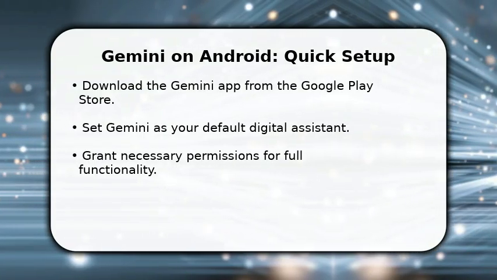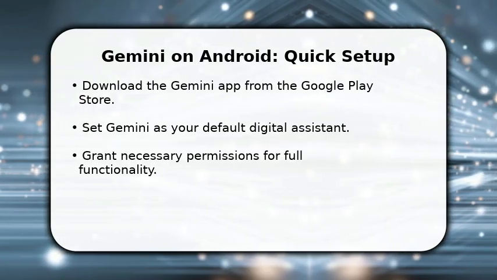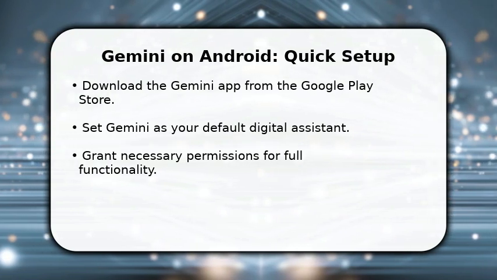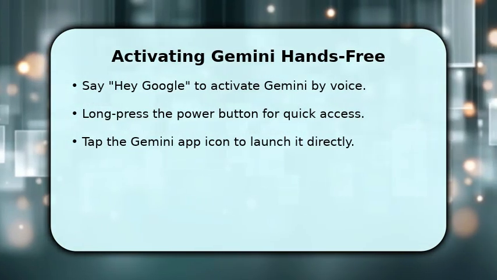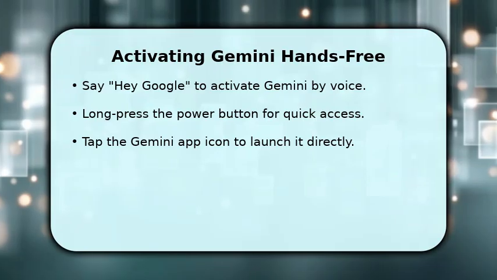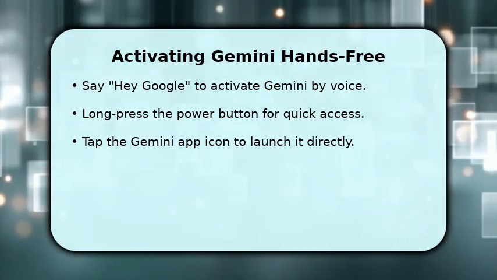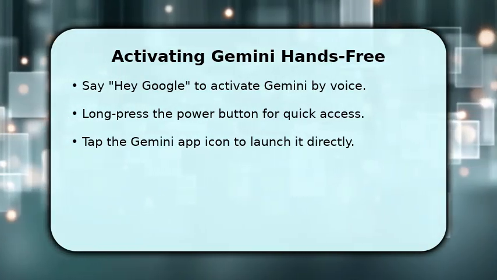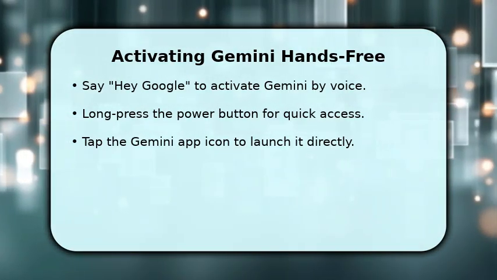Make sure to grant all necessary permissions, like microphone access, for Gemini to work seamlessly and respond to your voice commands. Activating Gemini is super easy, giving you several convenient options. The most common way is simply saying, "Hey Google," just like you would with your previous assistant. Gemini will then pop up, ready for your command.